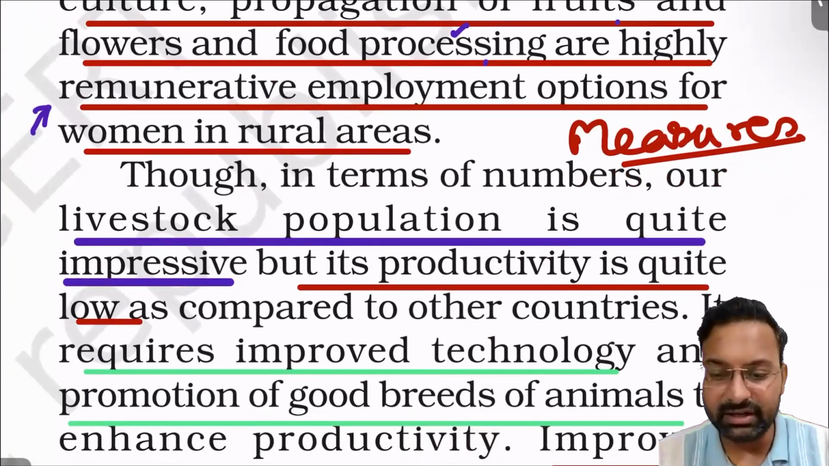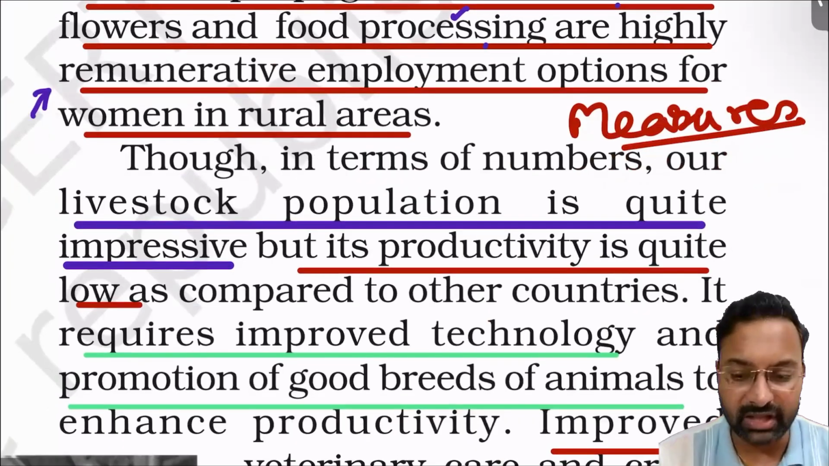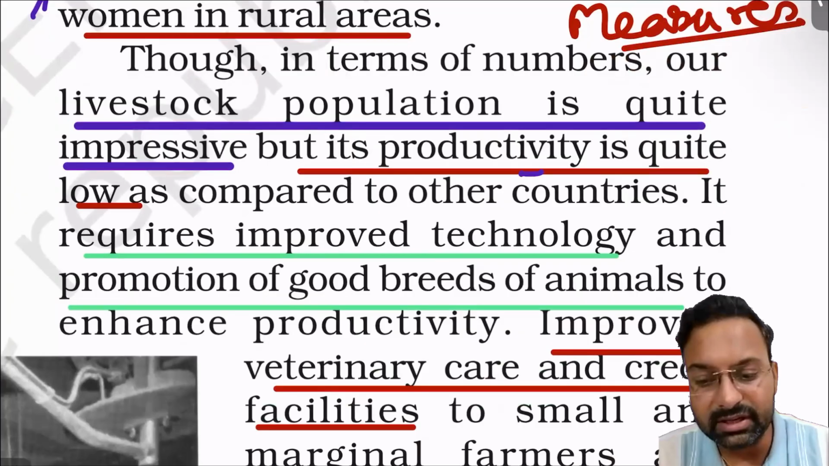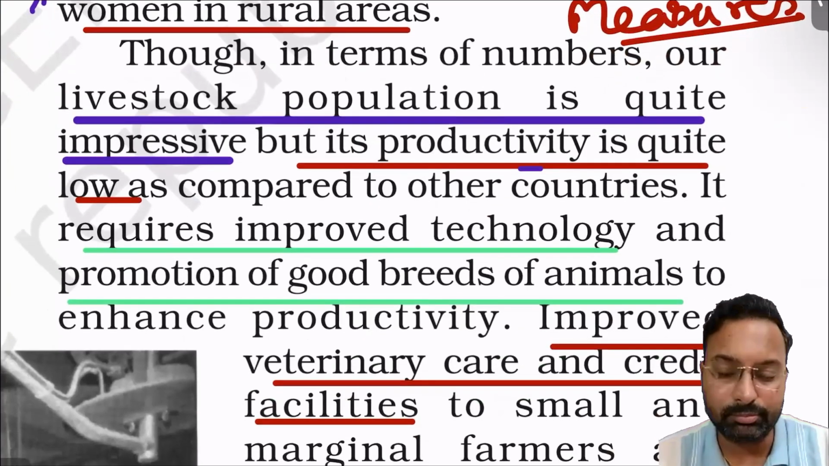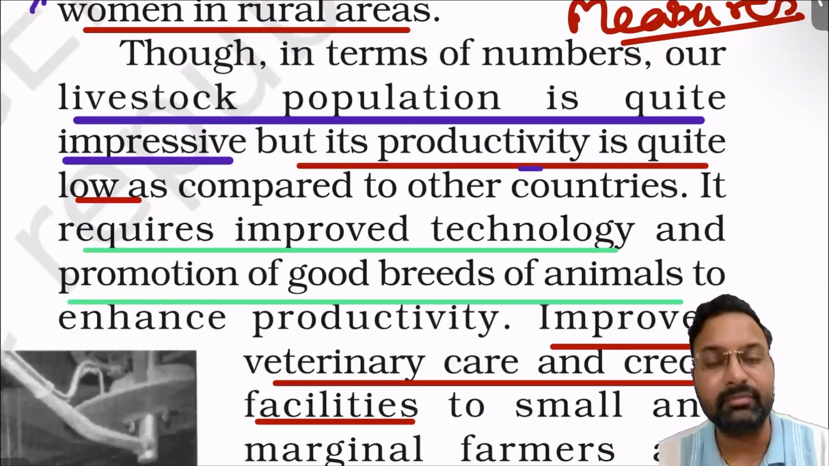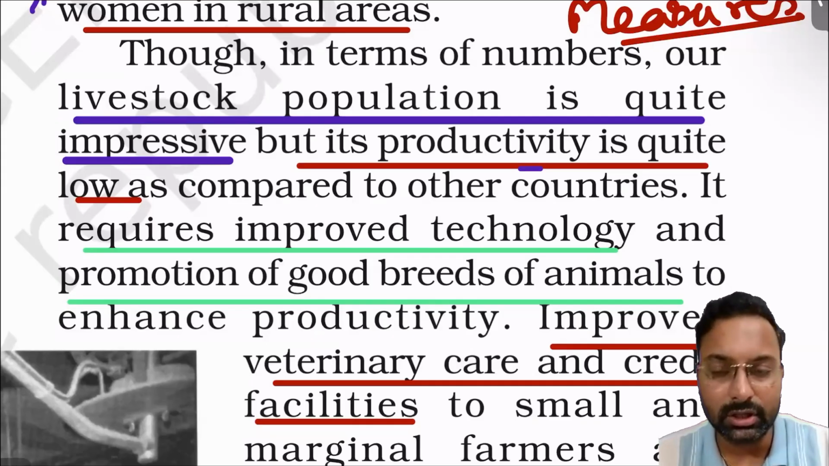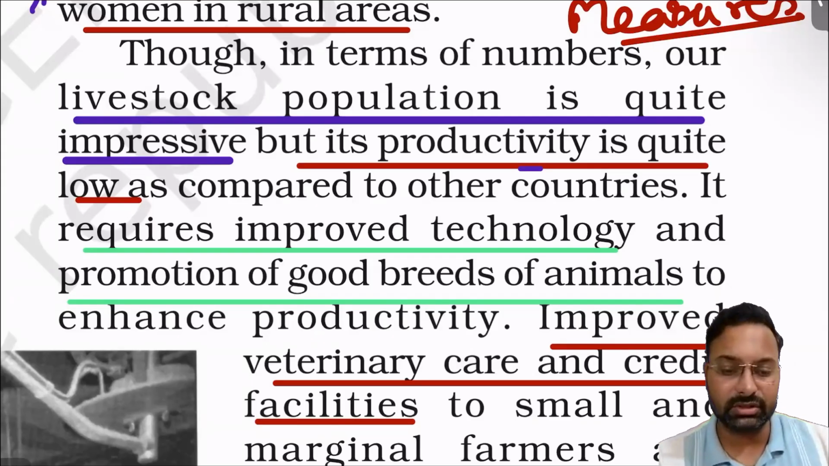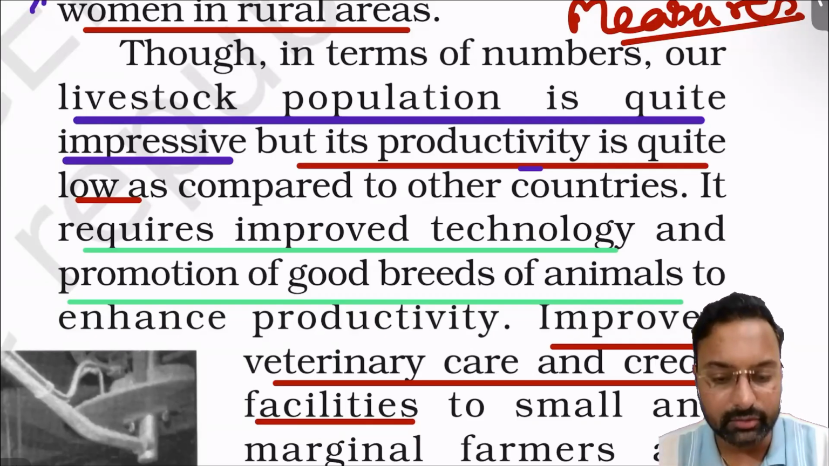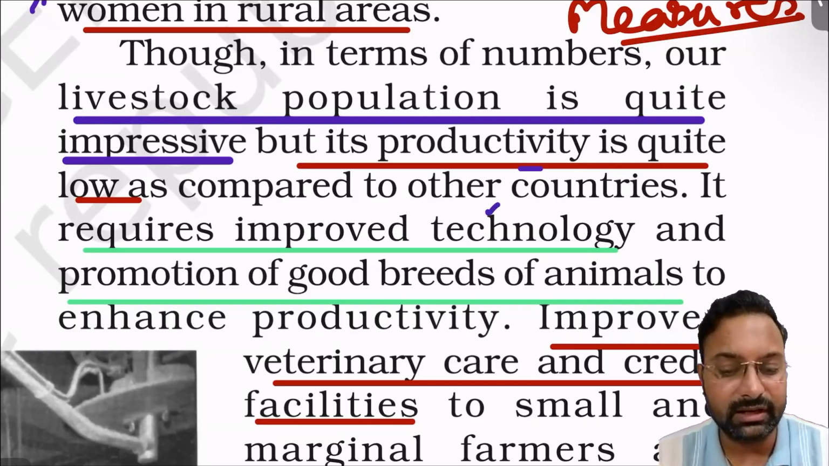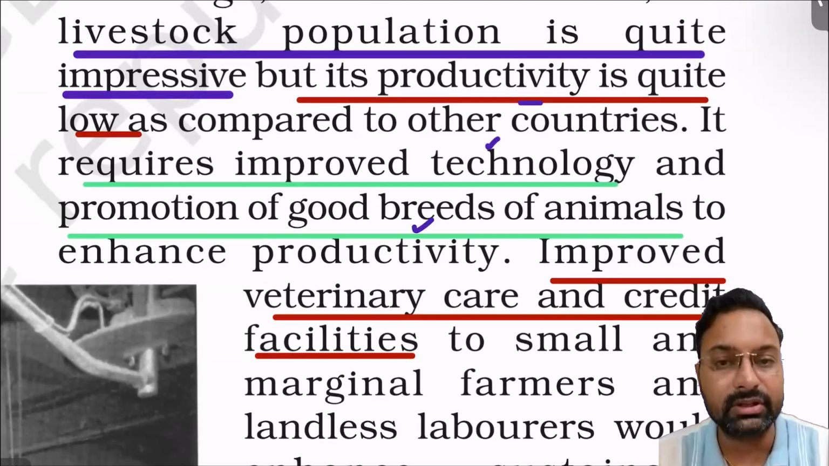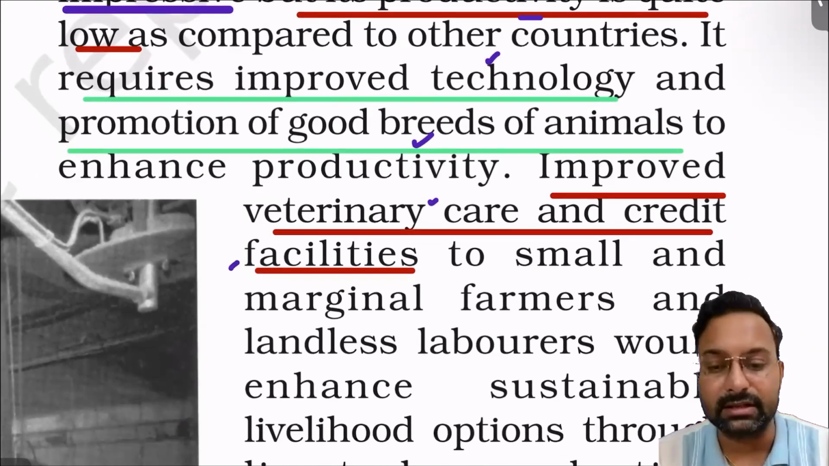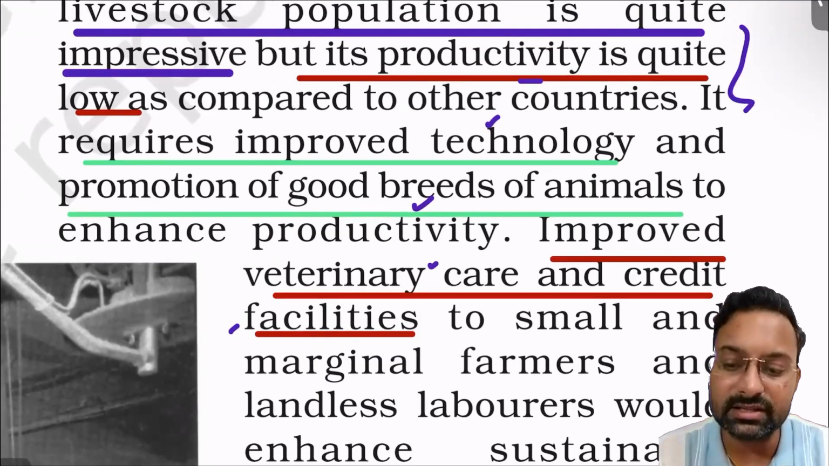So measures have been taken by the government of India. Livestock population is quite impressive, but its productivity is quite low in India, right? People have livestock, they may have cattle, goat, sheep, etc., but their productivity is low as compared to developed nations. What it requires is improved technology. It needs good breeds of those animals. It needs improved veterinary care and credit facilities. So these are the measures or the challenges that you can say.